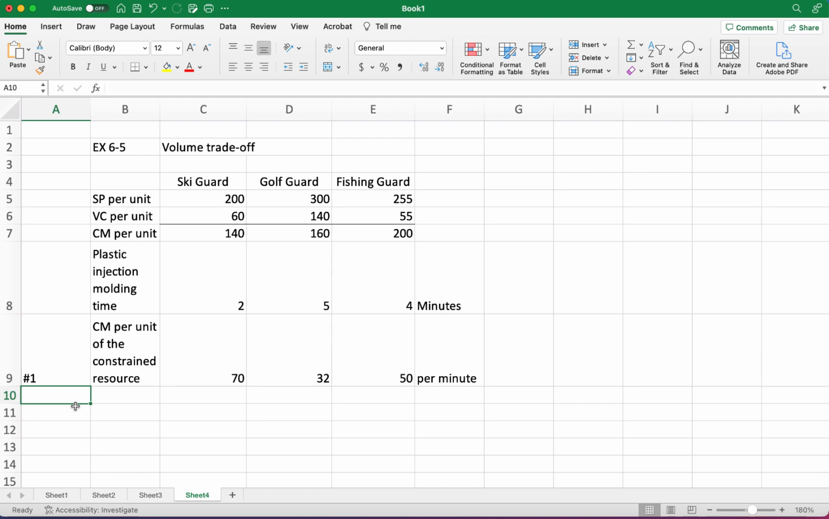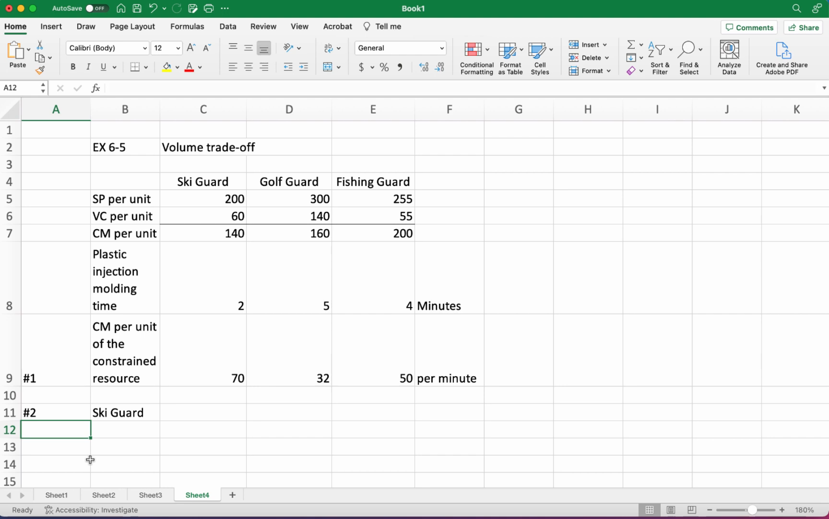The contribution margin per minute of the constrained resource for the golf guard is $32. Again, the contribution margin per unit of the constrained resource for fishing guard is 50. So our answer for number 2, because number 2 says, which product offers the most profitable use of the plastic injection molding machine? Well, that would be the ski guard. Okay? That's our answer to number 2.